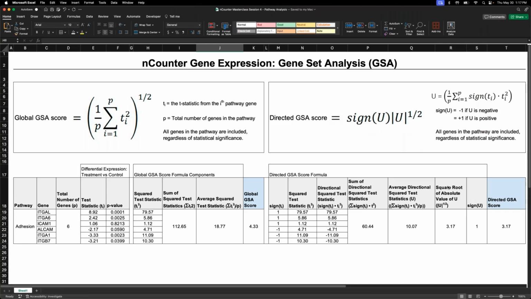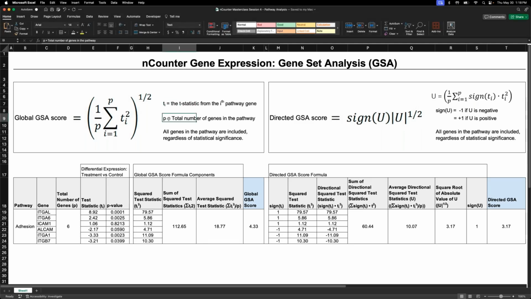Okay, so let's take a look at the global score, the global GSA score on the left, and the directed score on the right. Some of us might be very intimidated or apprehensive by these equations, which might look like a foreign language. But again, these are basic arithmetic. So let's break them down slowly one by one so we can fully understand the interpretation of these scores. So we'll start with this global score on the left. What's involved in this score is something called the t-statistic.